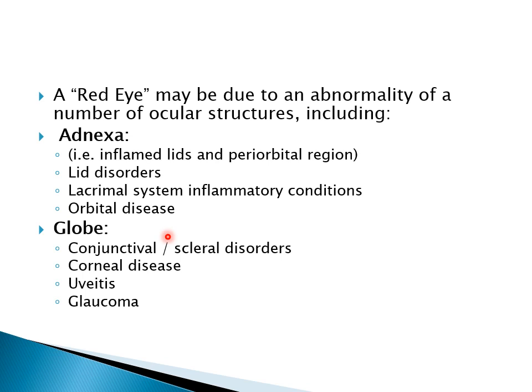So adnexa can be involved in inflammatory disorders. Lacrimal system also can be involved in inflammatory or infectious causes. All orbital diseases might cause also red eye. Or the red eye might be related to the globe itself. Globe means the eye. Whenever we use the word globe, that means we mean the eye itself. And that might be affecting the conjunctiva or sclera, cornea, uveal tract in the form of uveitis or glaucoma.